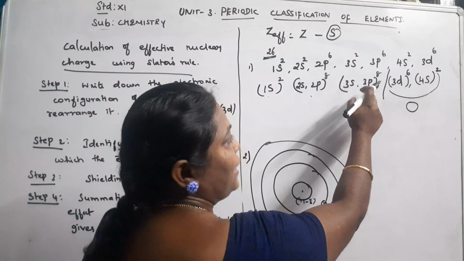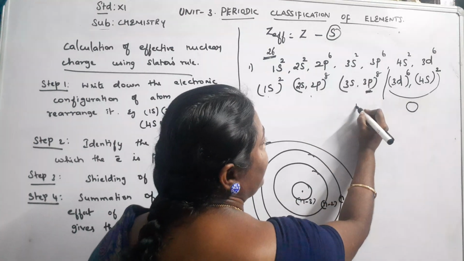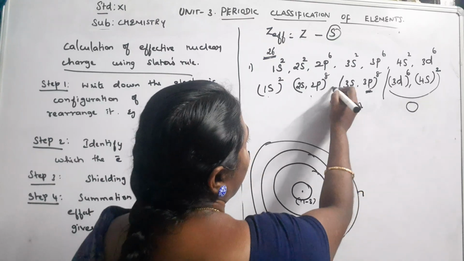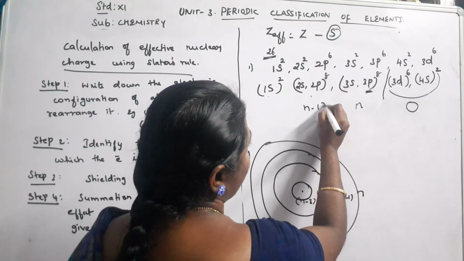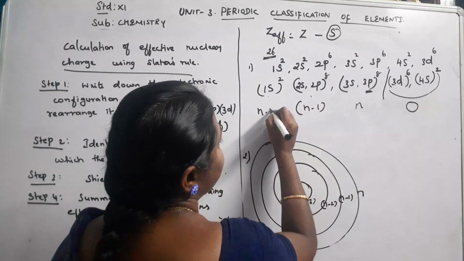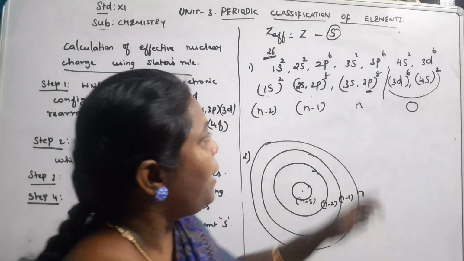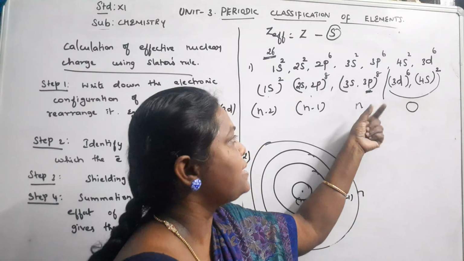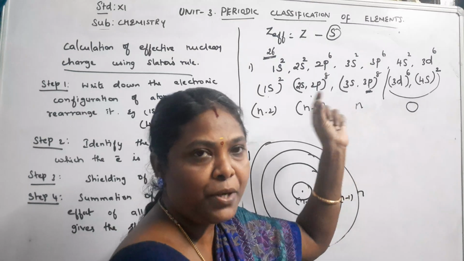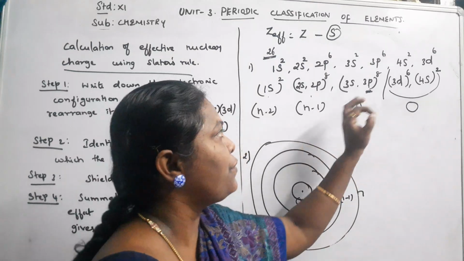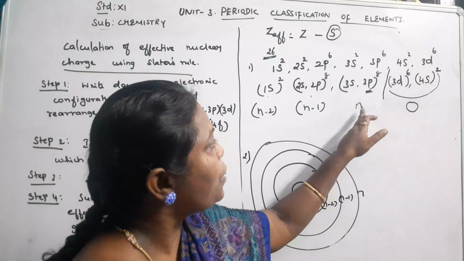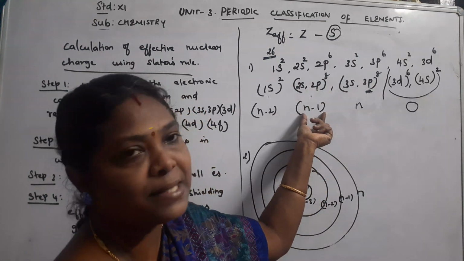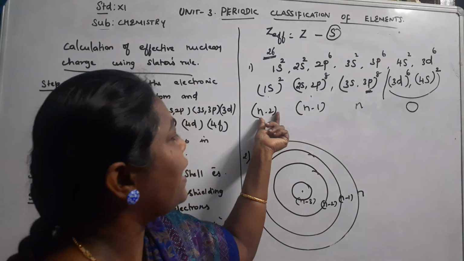Okay, now let us consider the electron which is present in the 3 orbital, and let us consider this as n. Therefore before this it is considered n minus 1, and before this orbital it is considered n minus 2. The orbital which is chosen to calculate the effective nuclear charge is considered as n. So before this orbital, the orbitals present are 2s and 2p. Therefore this is considered the n minus 1 shell, and here the n minus 2 shell.